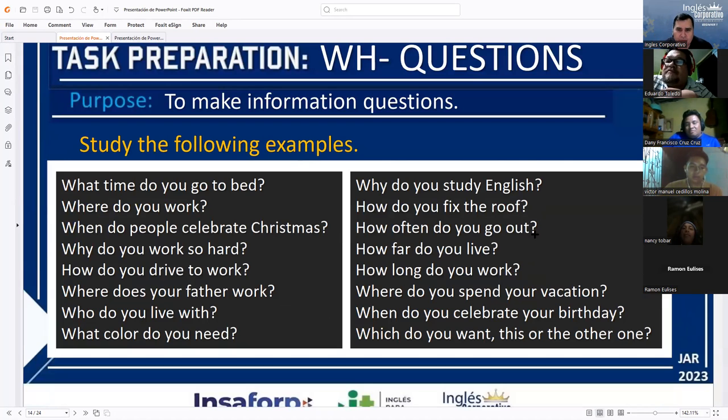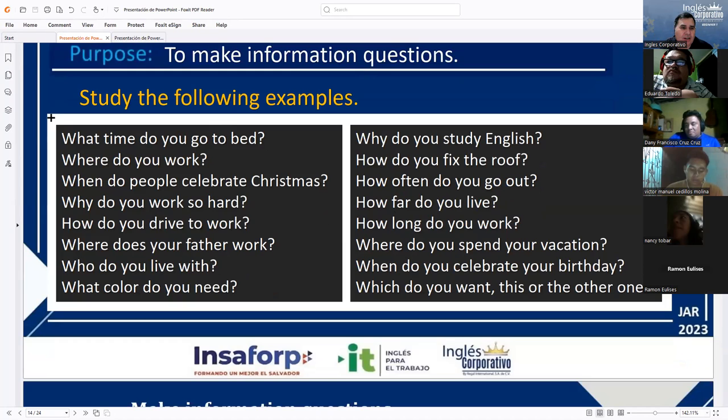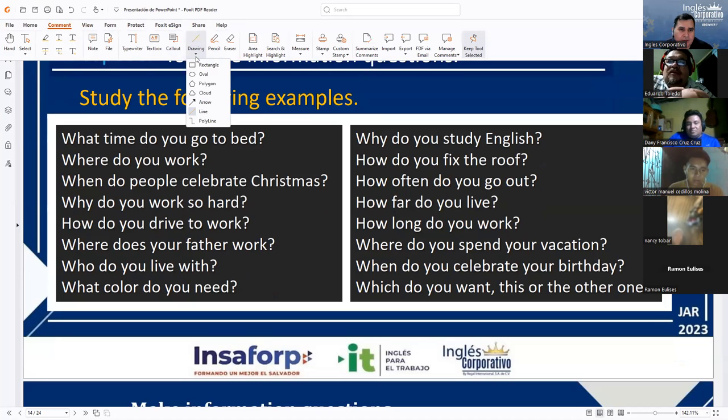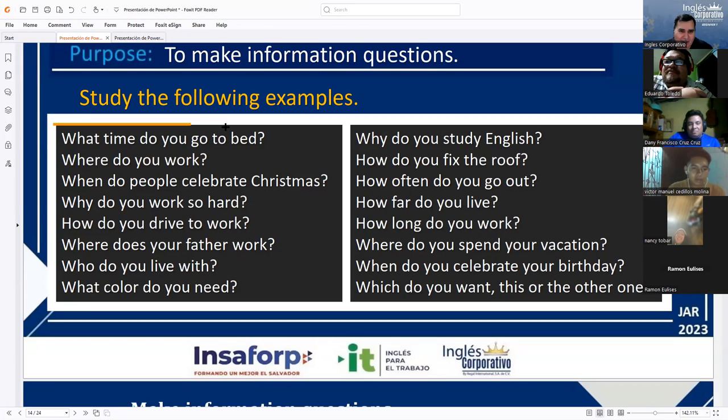Okay, let's continue. Questions. One volunteer to read these questions. What time do you go to bed? Where do you work? Where do people celebrate Christmas? Where do you work so hard? How do you drive to work? Where does your father work? Who do you live with? What color do you need? Fantastic. Why do you study English?